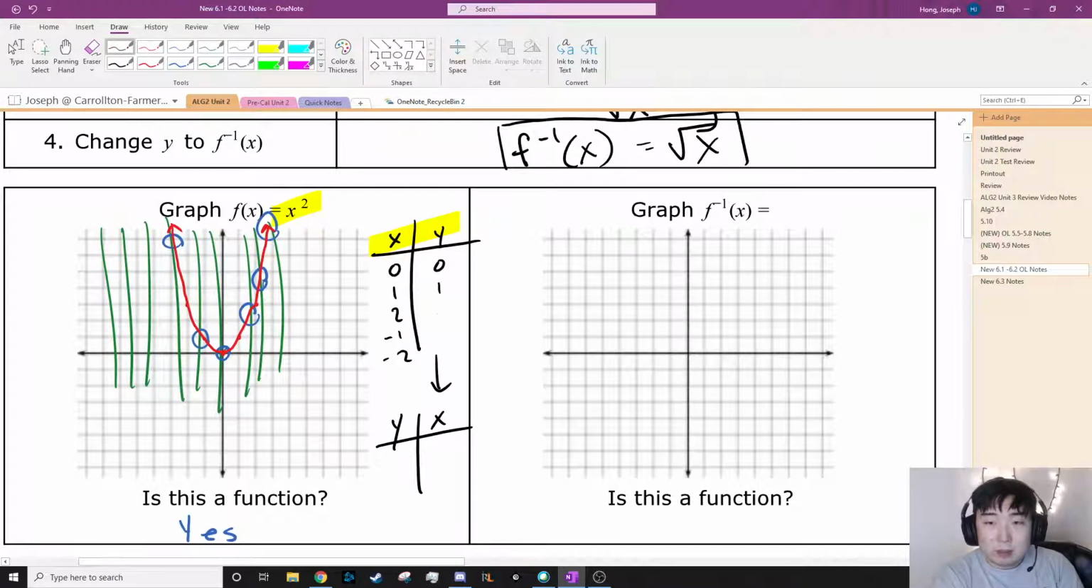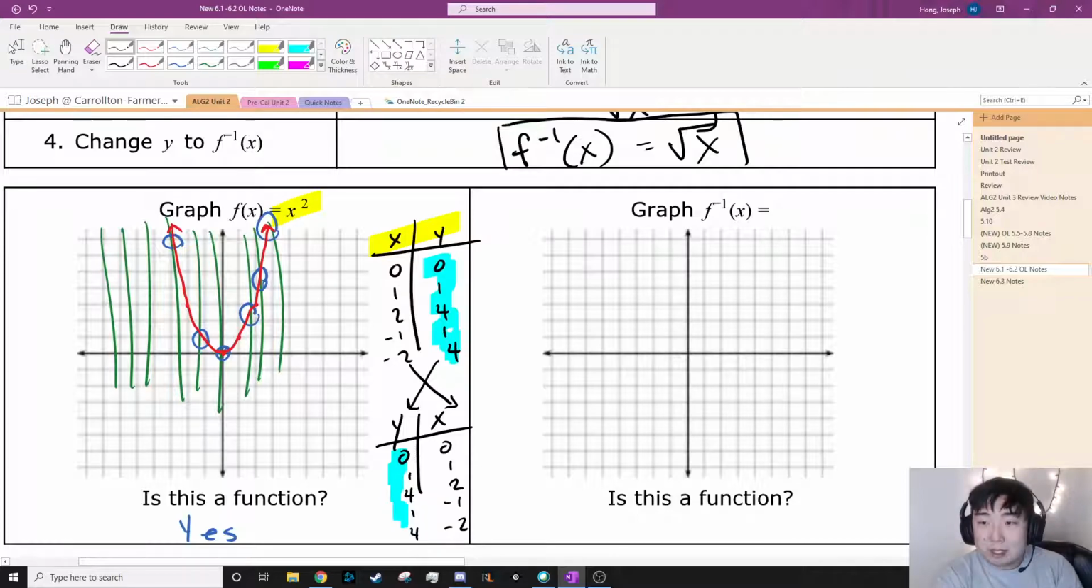1 is to 1, 2 is to 4, this is still 1, and this is still 4. But what happens is that this area right here becomes here. So this is 0, 1, 2, -1, -2. This is 0, 1, 4, or this is still positive 1, and 4. Because all I did was crisscross. This goes here, and this goes there.